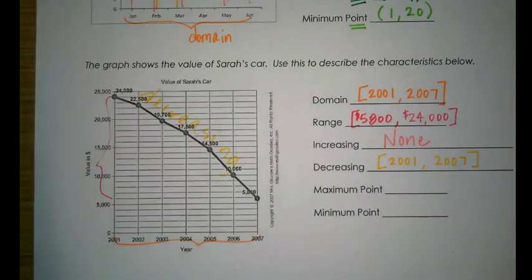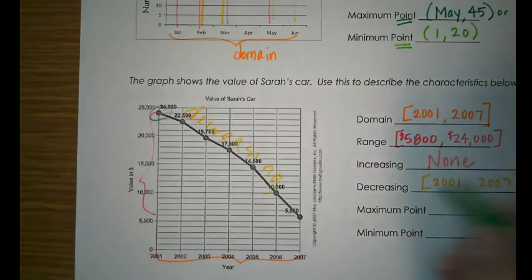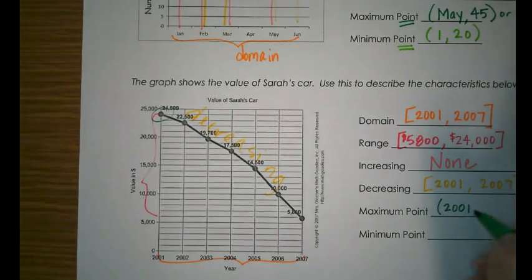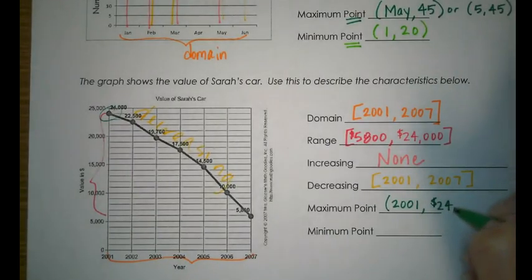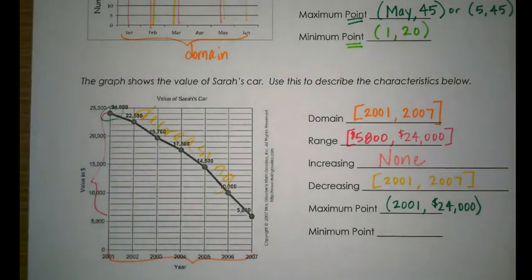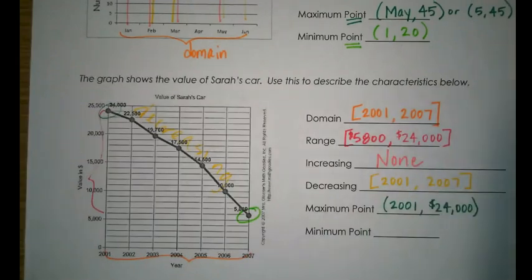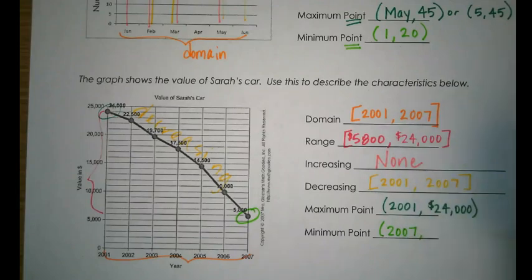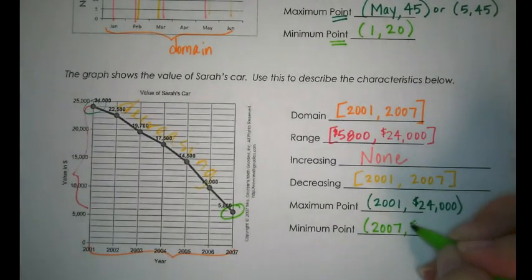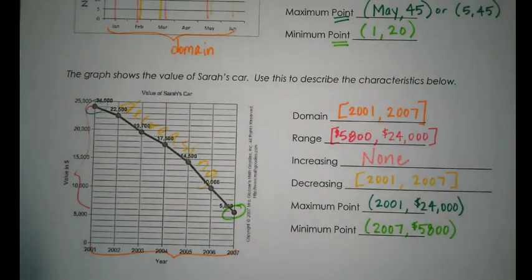All right, maximum point is going to be right over here. So in 2001, the value of her car was $24,000, and that was the maximum value. And then down over here is the minimum point. So that ordered pair is (2007, 5,800). So in 2007, the value of her car was $5,800.